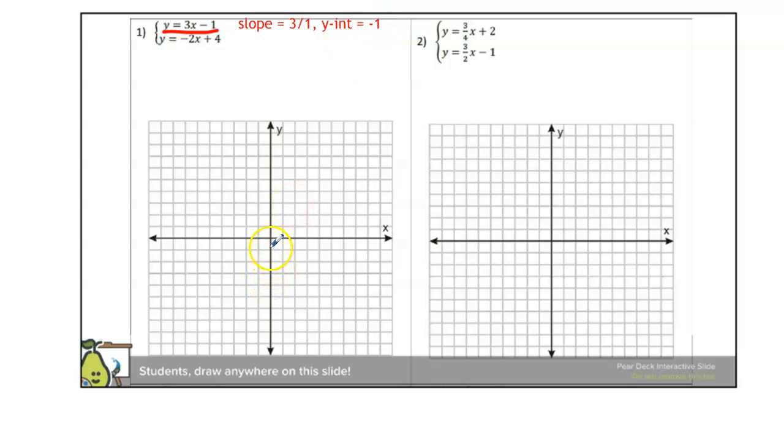So I'm going to start at -1 here. Here's my y-intercept, the first point that I plot. And then I go up 3 over 1 from this point. So 1, 2, 3 over 1. And then I'm going to do that many, many times until I get to the edge of the paper.